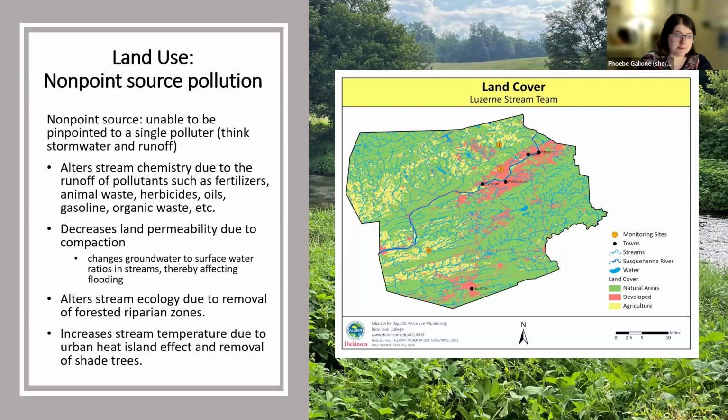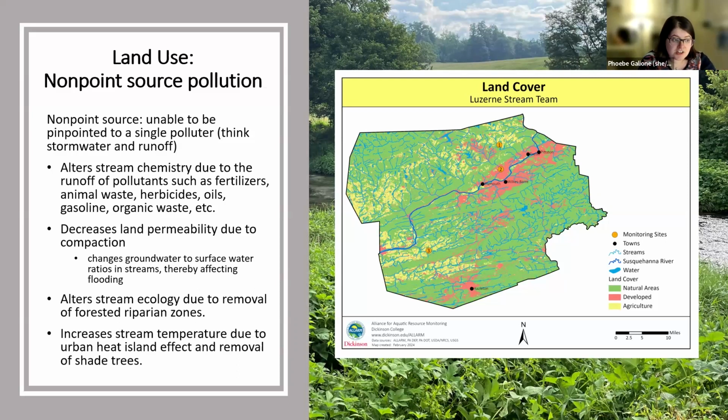Additionally, it decreases land permeability due to compaction, especially in areas with a lot of construction or urbanization. It's compacting that soil, which stops water from being able to infiltrate into it, which isn't ideal. It'll change the groundwater to surface water ratio, which can, of course, affect flooding. So a lot of things can happen there.